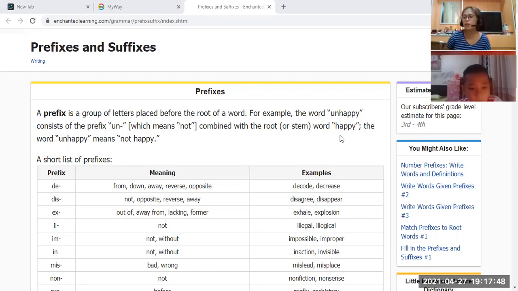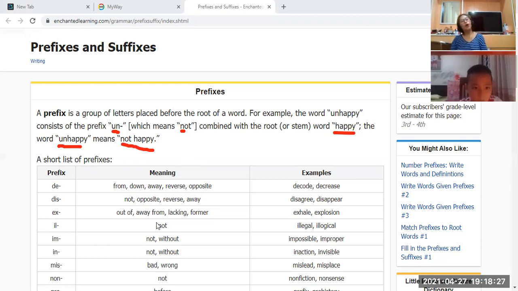Yes, it's happy, teacher. It's not unhappy. Happy is the root word. Okay, this one we call the root word. And un means not. So the word unhappy means not happy. Okay? Do you understand, teacher? You understand, teacher and Kyo? Okay, yes, teacher, very good. Oh, yeah. So we have here the short list of prefixes.